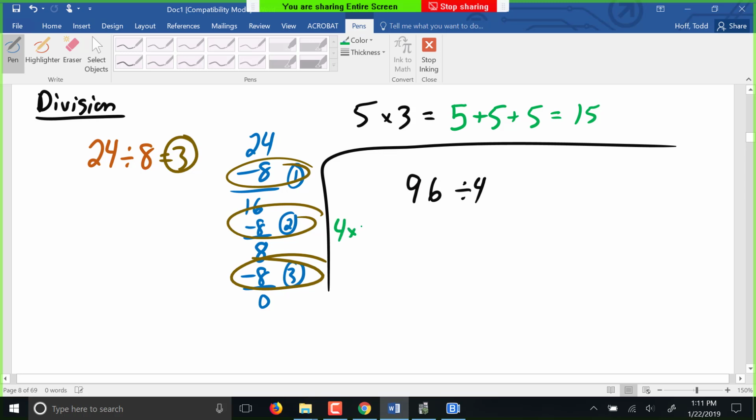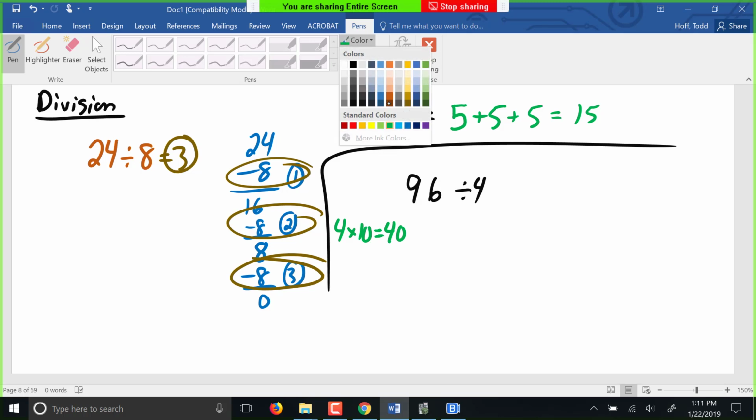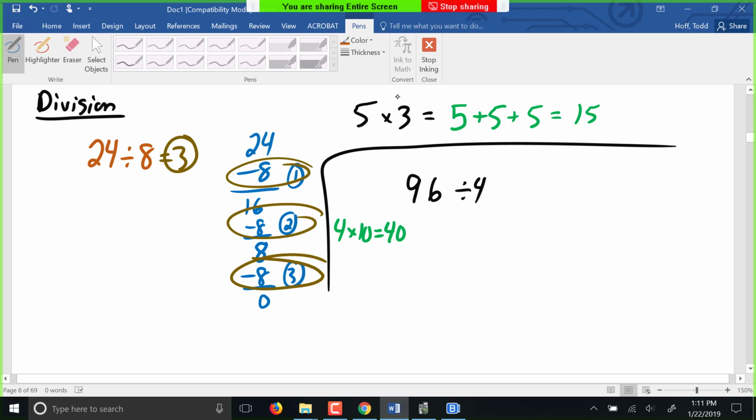Let's try tens. What is 4 times 10? It's 40. Can I subtract 40 from 96? Of course I can. In fact, I can subtract it twice. 2 times 40 is 80. If I subtract 80, what do I have left? 16. Well, that 80 represents bundles of 4 that I have subtracted. 10 4s made 40. I did that twice.